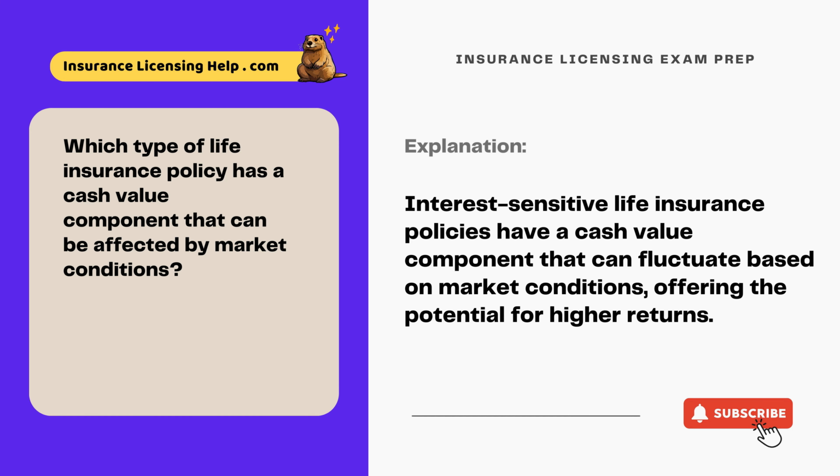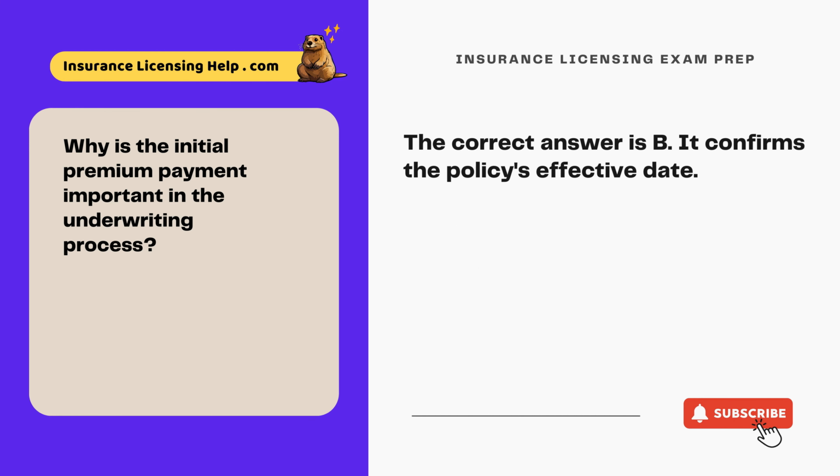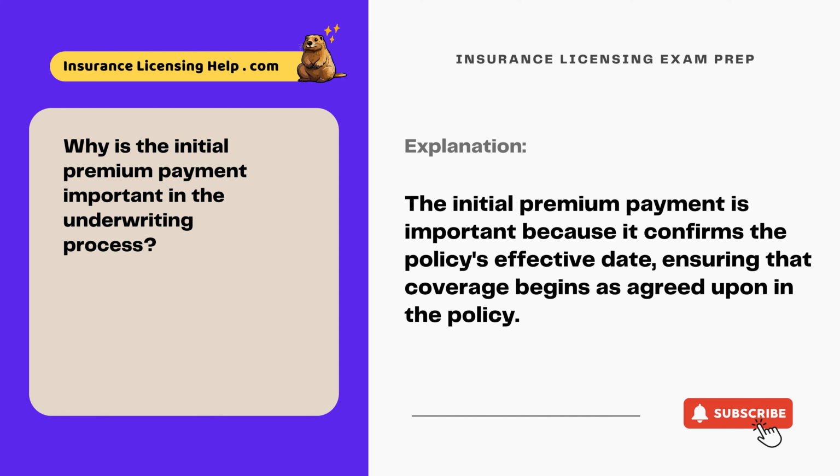Why is the initial premium payment important in the underwriting process? A. It determines the agent's commission. B. It confirms the policy's effective date. C. It calculates the premium amount. D. It speeds up the policy issuance. The correct answer is B. It confirms the policy's effective date. The initial premium payment is important because it confirms the policy's effective date, ensuring that coverage begins as agreed upon in the policy.